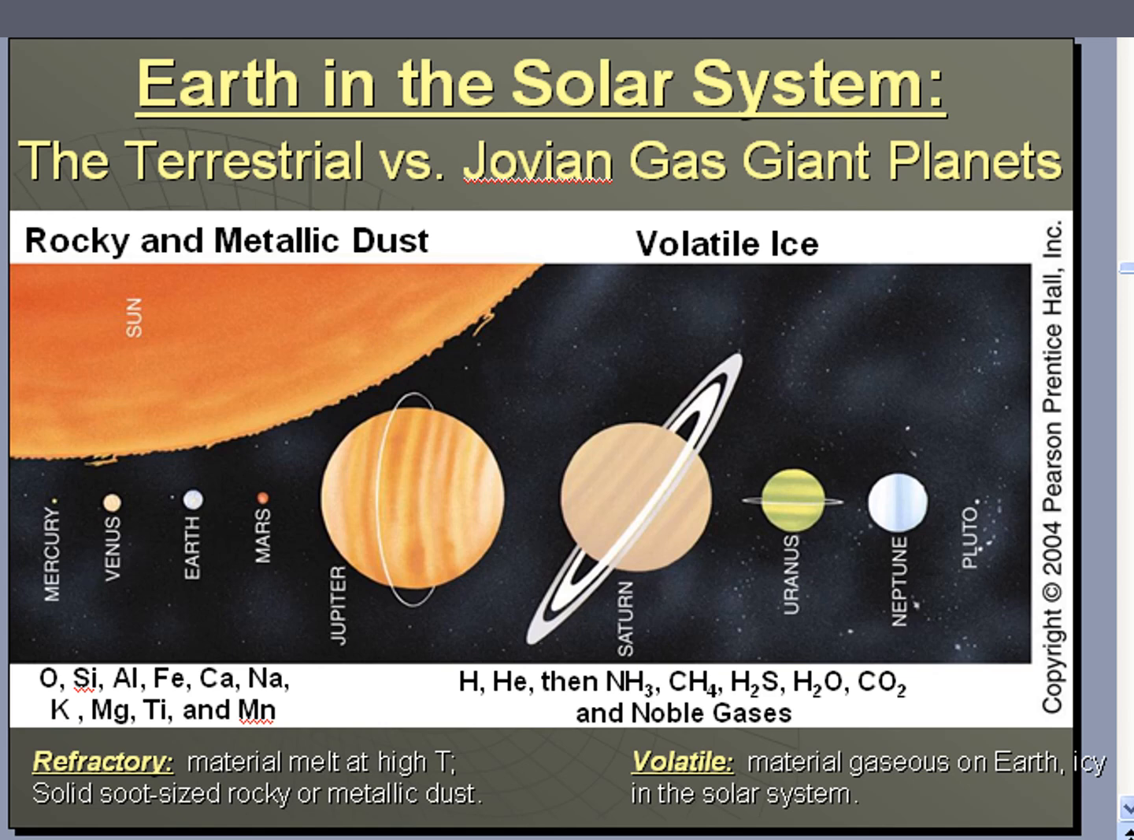The outer planets are made of hydrogen, helium, ammonia, methane, hydrogen sulfide, water vapor, carbon dioxide gas, and noble gases.